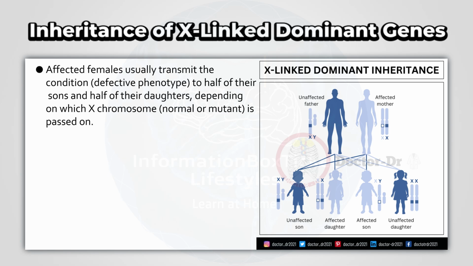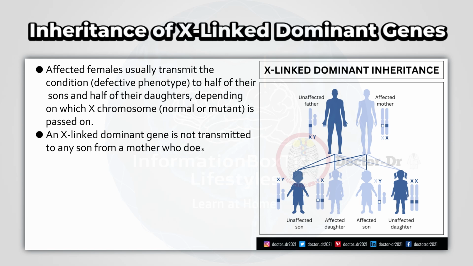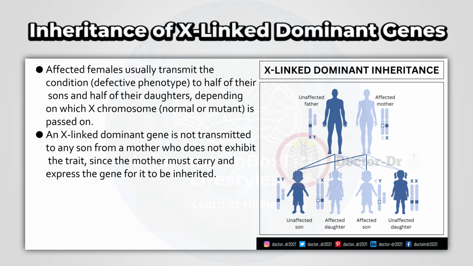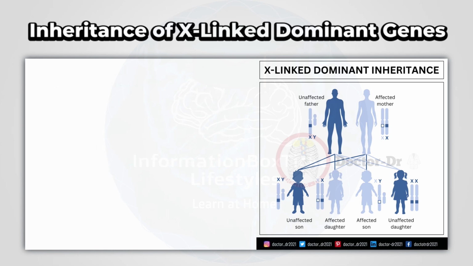Affected females usually transmit the condition, defective phenotype, to half of their sons and half of their daughters, depending on which X chromosome, normal or mutant, is passed on. An X-linked dominant gene is not transmitted to any son from a mother who does not exhibit the trait, since the mother must carry and express the gene for it to be inherited.